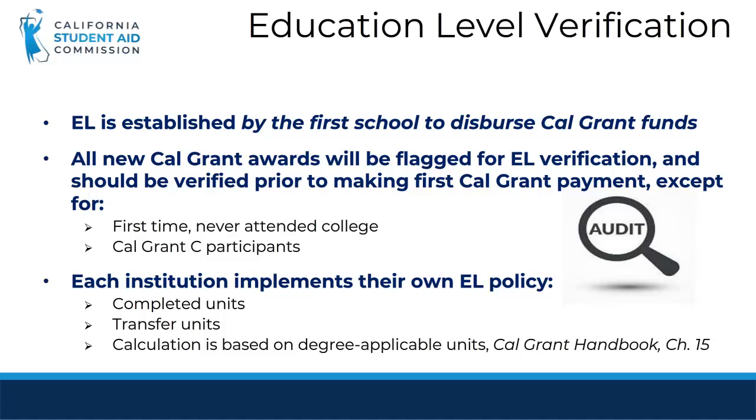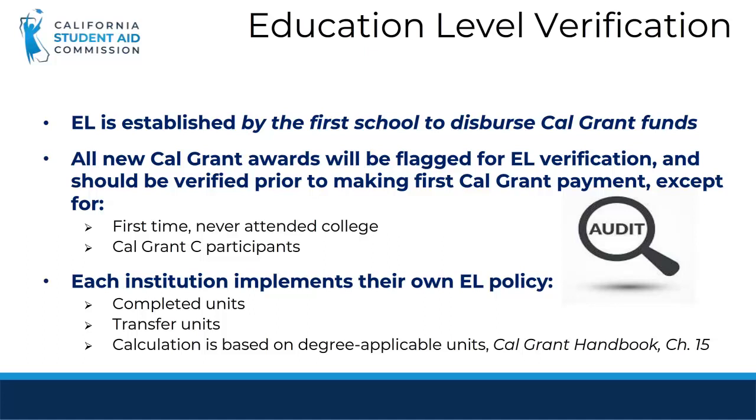The Commission receives the high school grad date, so WebGrants knows that the education level of these students is EL1 for freshmen. These students will be awarded 400% or 4 years of eligibility. The other type of awardee not flagged are the Cal Grant C participants.